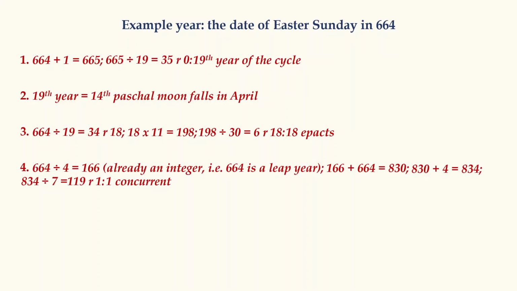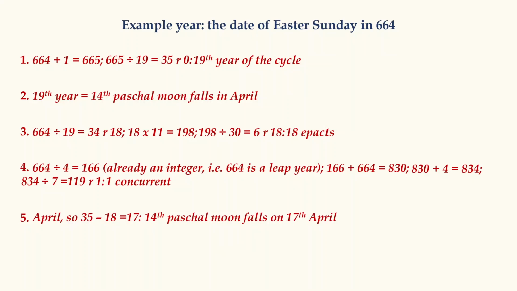On to step 5 then, the date of the 14th Paschal moon. We're in April, so we subtract the 18 epacts from 35, which gives 17. So the 14th Paschal moon fell on the 17th of April that year.